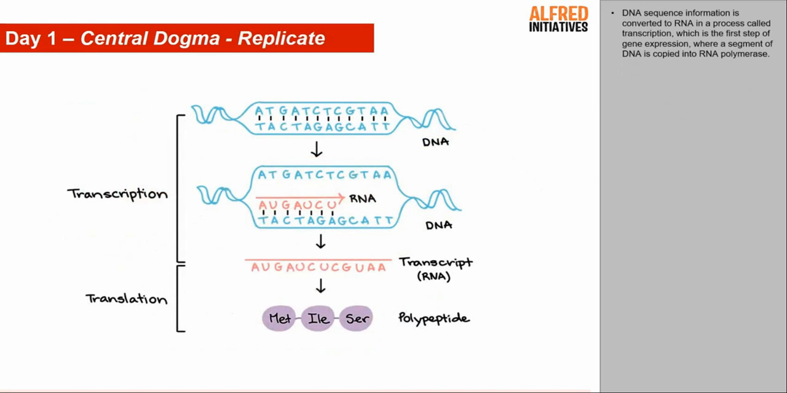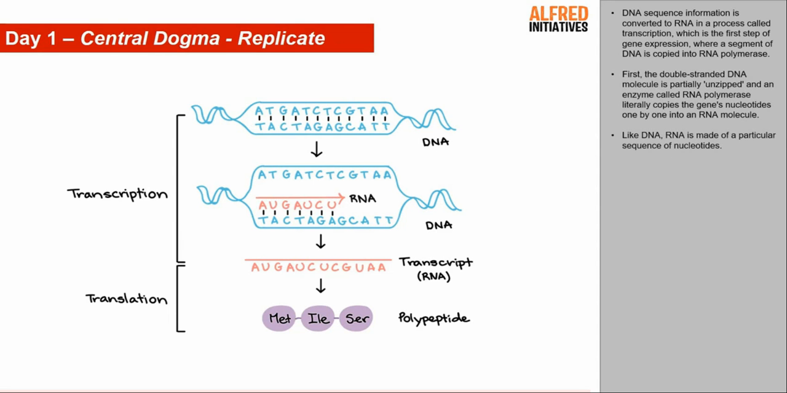DNA sequence information is converted to RNA in a process called transcription, which is the first step of gene expression, where a segment of DNA is copied into RNA. First, the double-stranded DNA molecule is partially unzipped, and an enzyme called RNA polymerase literally copies the gene's nucleotides one by one into an RNA molecule.